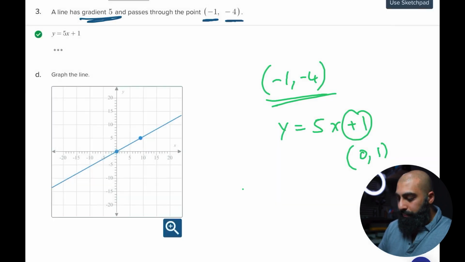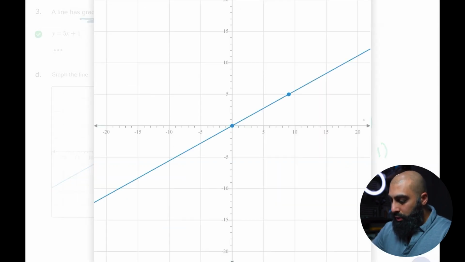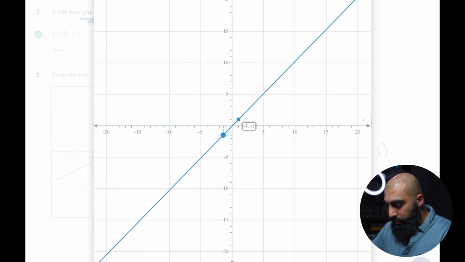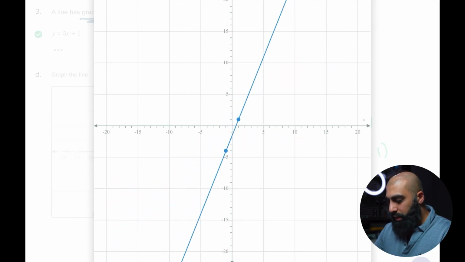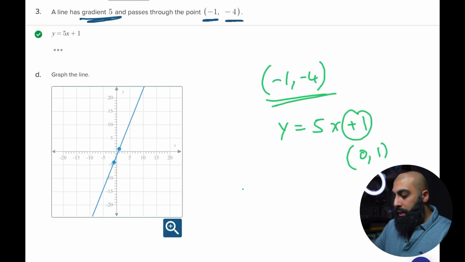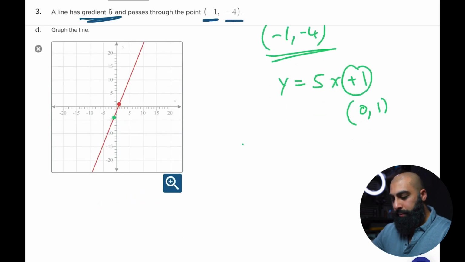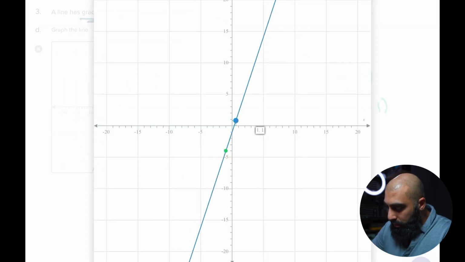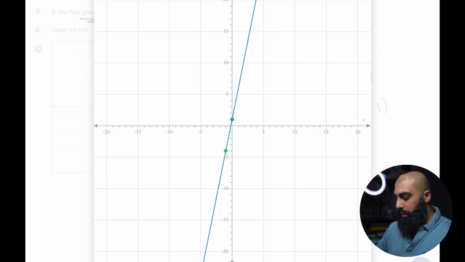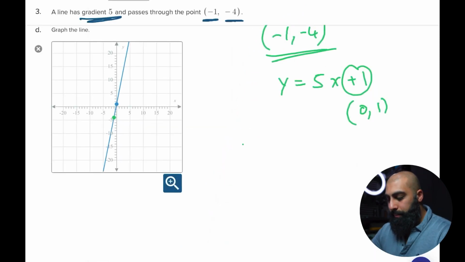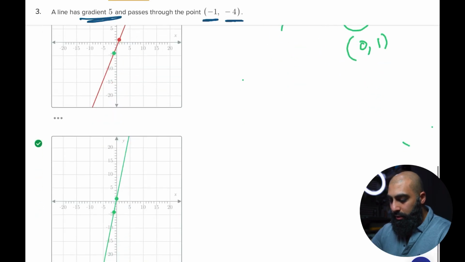in the graph. So let's zoom into this. We've got the point minus 1, minus 4. Let's just double check that's correct. Minus 1, minus 4, yes, and then 0, 1. They're the 2 points that we're going to submit. Let's just zoom into this. 0, 1. Here we go. Submit that. Brilliant. Okay, good.